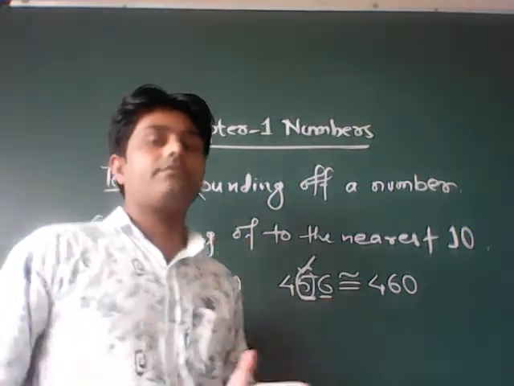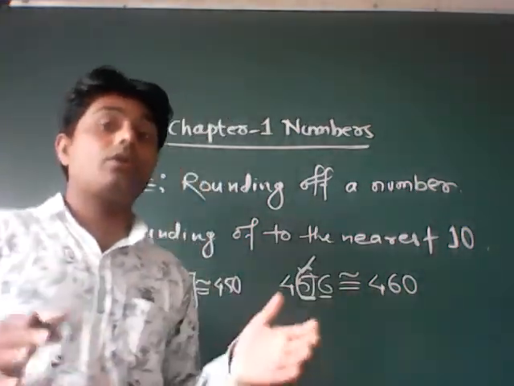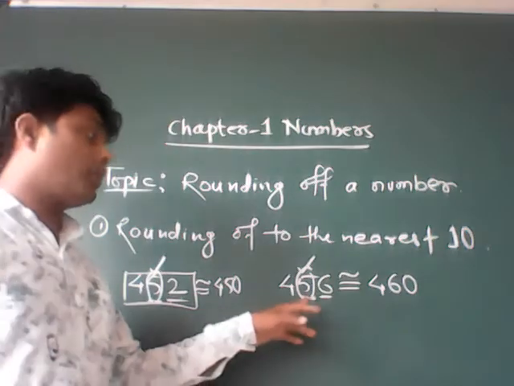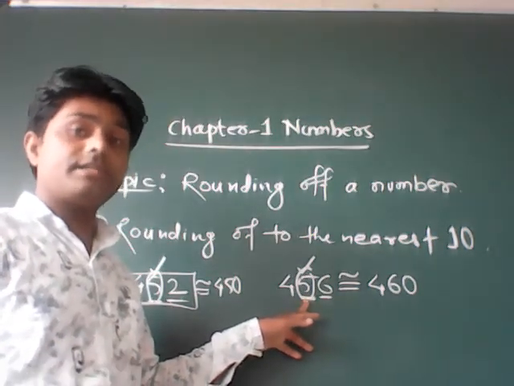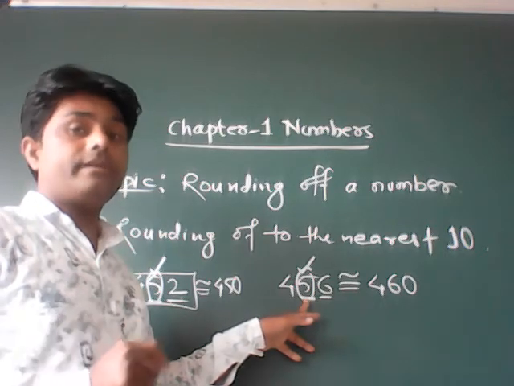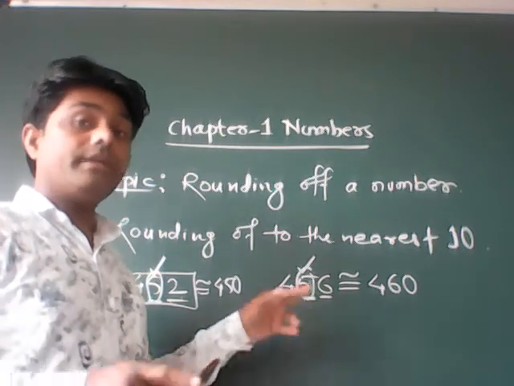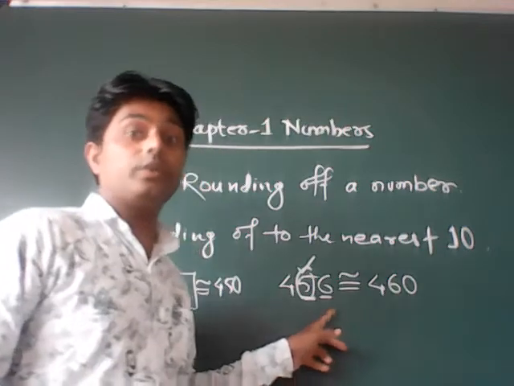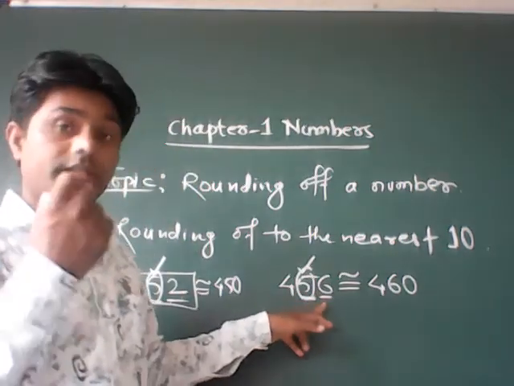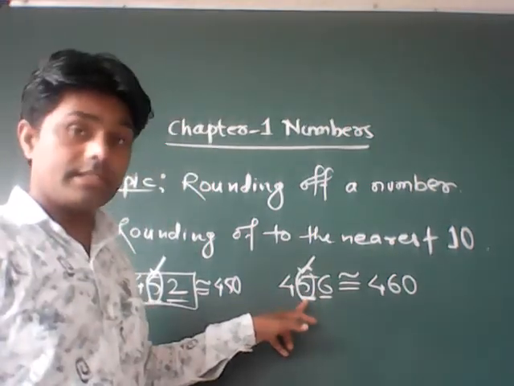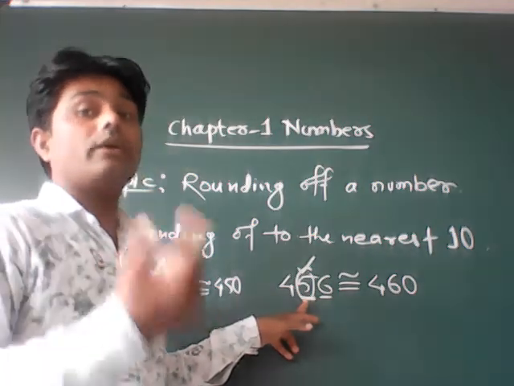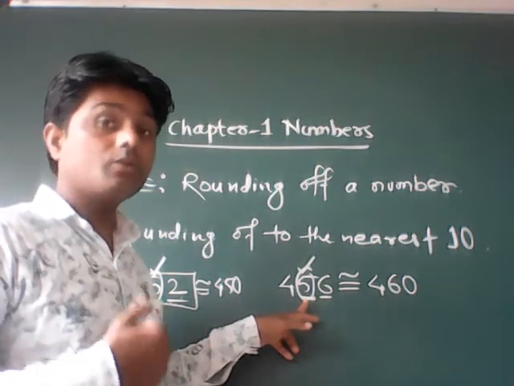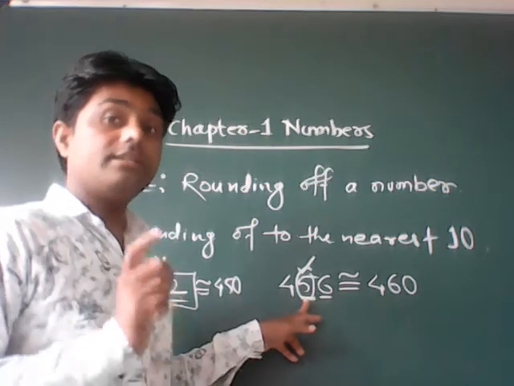So here we have a rule of estimation or round off: whatever place we have to estimate, whether it is tens place, hundreds place, thousands place, whatever place we have to estimate or round off, we have to check the next digit to it, the digit which is just after that place, whether it is less than 5 or 5 or greater than 5, and according to that we have to make the changes over there.